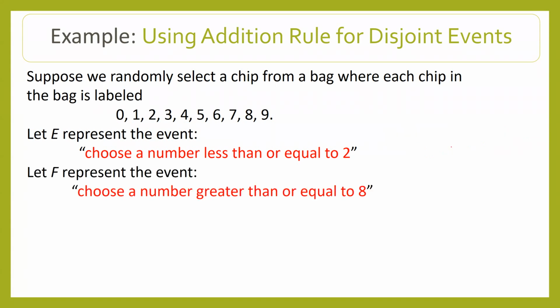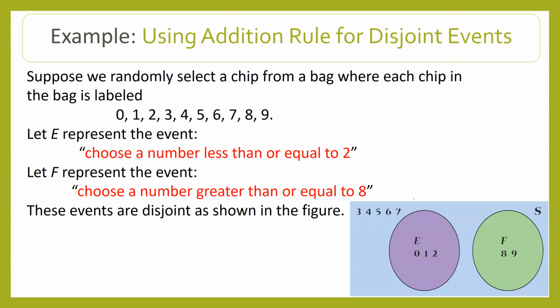All right, so F represents the event: choose a number greater than or equal to 8. So event F will be 8 and 9. In this case, the number of elements in F will be 2. These events are disjoint, okay? So 0, 1, 2 for event E, 8 and 9 for event F. Nothing is in common, so we say they are disjoint, and you can see from the picture how to represent this.